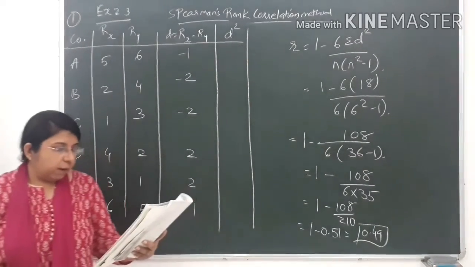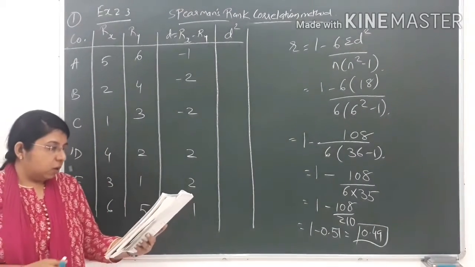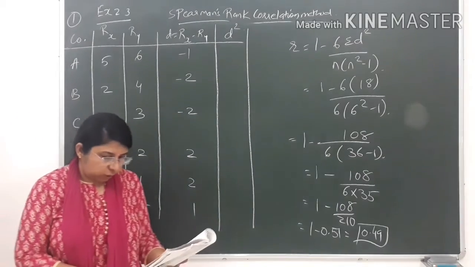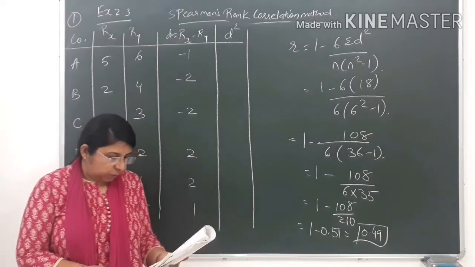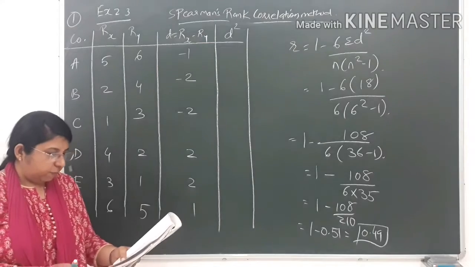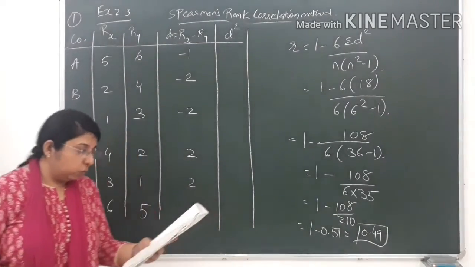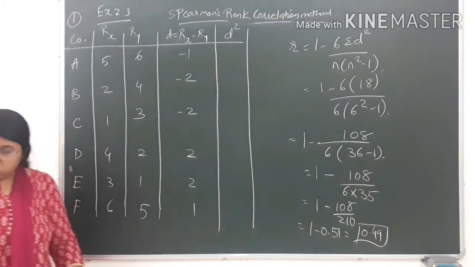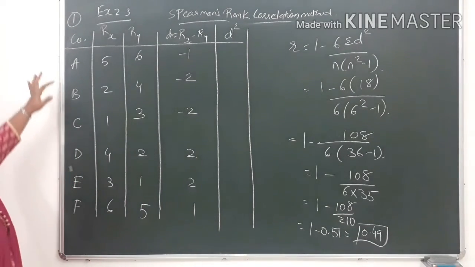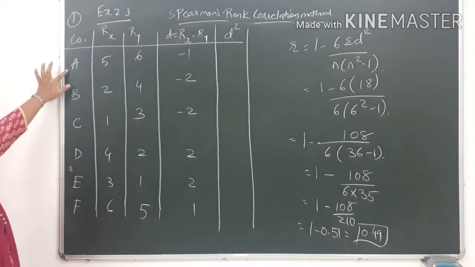Six companies are ranked by two market analysts on the basis of their growth in the recent past. Companies A, B, C, D, E and F are ranked by analyst 1 and analyst 2, and these are given to you. So over here in the question you can see that the companies' names are given to you, that is from A to F.